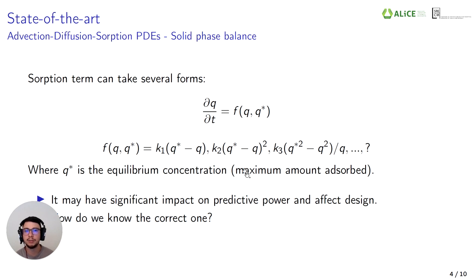So it's very important because depending on the functional form you choose, the solution to the differential equation changes a lot, and it impacts the predictive power of the model. And if you use this model to design an equipment, then you expect the design to be very different, right? So how do we pick the correct functional form a priori?